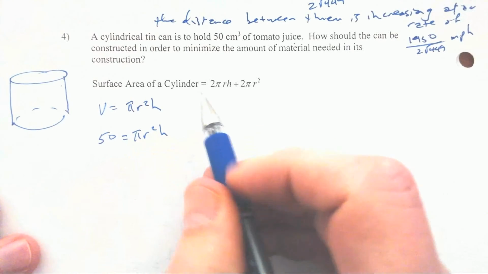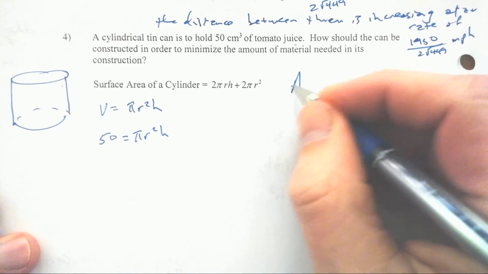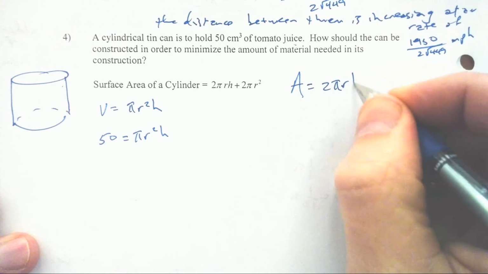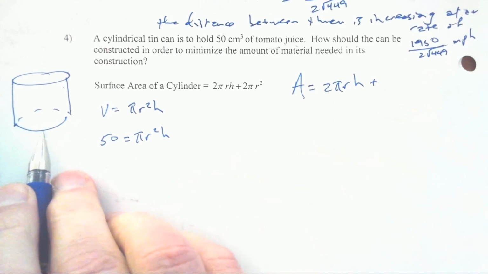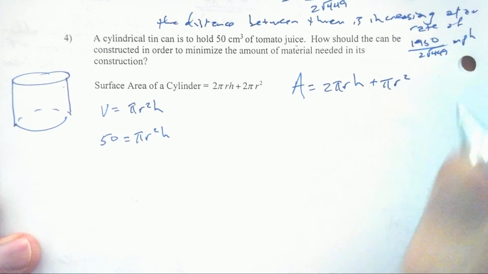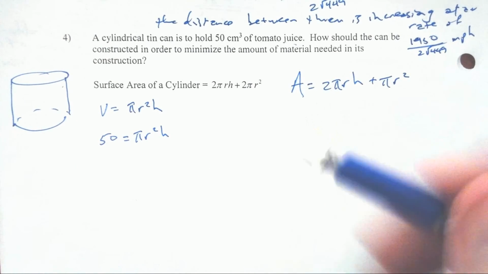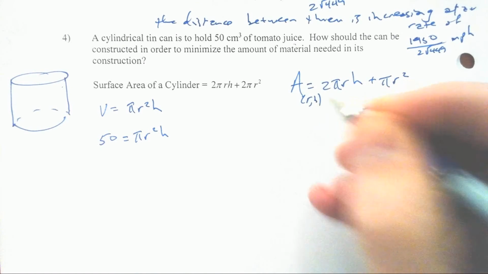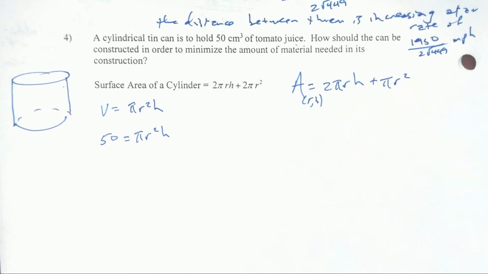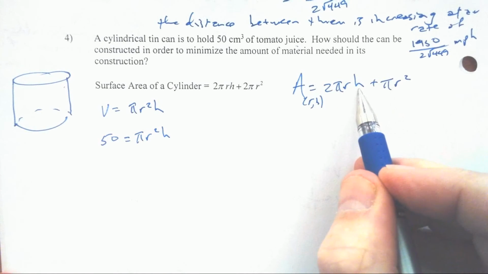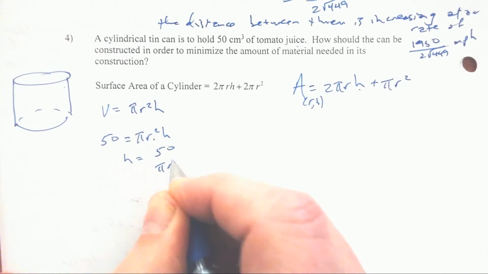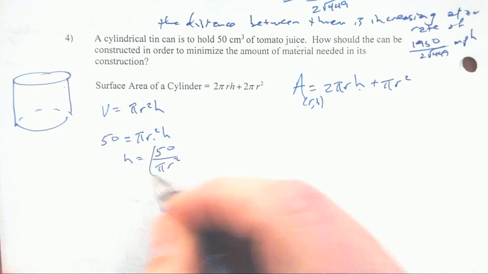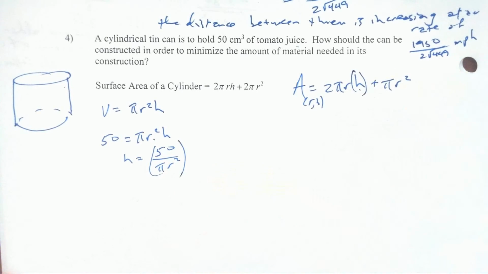Now, right now, area equals 2 pi r h, that represents the lateral area, plus the top and bottom, the two circles, plus 2 pi r squared. This is a function of r and h. I would rather it just be A of r, or A of h. So, since I only have one h here, I'm going to solve this equation for h. h is 50 over pi r squared, and I'm going to put that value in for h.